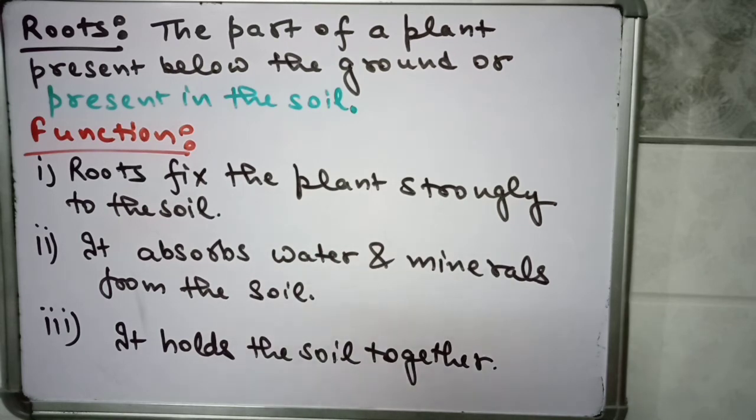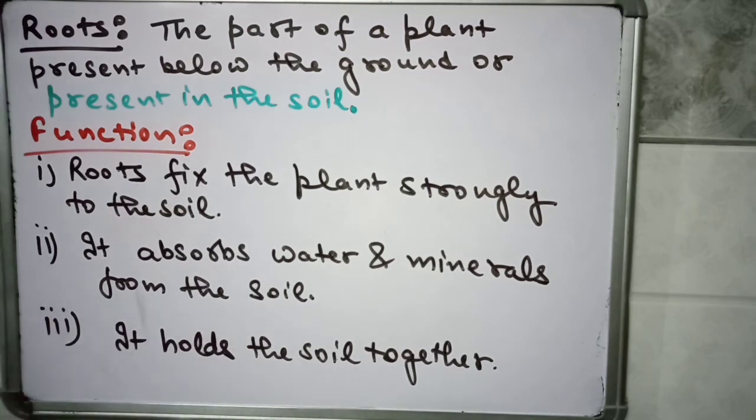What is the function of roots? The function of a root is that it fixes the plant strongly to the soil, and it absorbs water and minerals from the soil. It helps to prevent soil erosion. What is soil erosion? Erosion is removal of the upper layer of soil due to the rain, due to the wind, due to the air, etc.